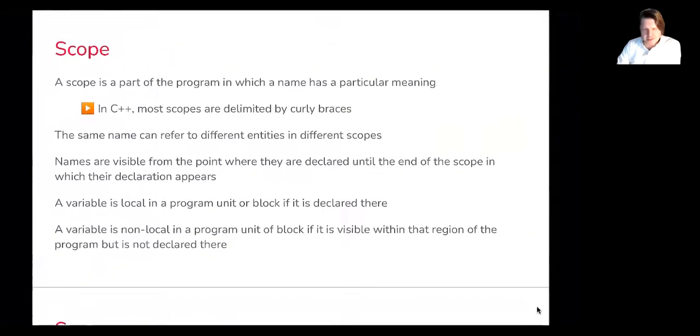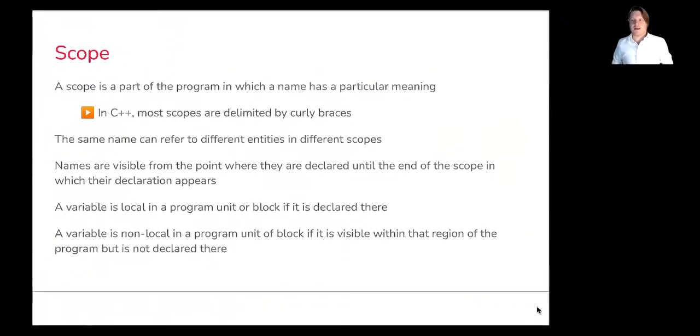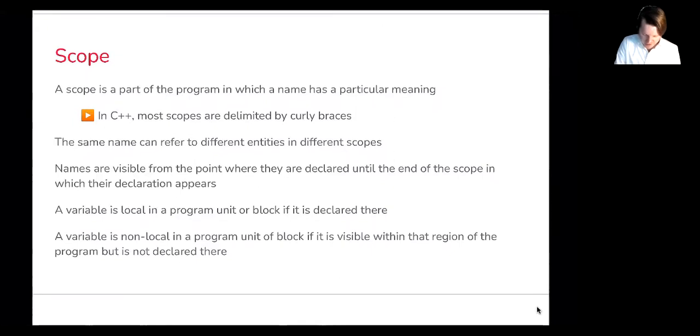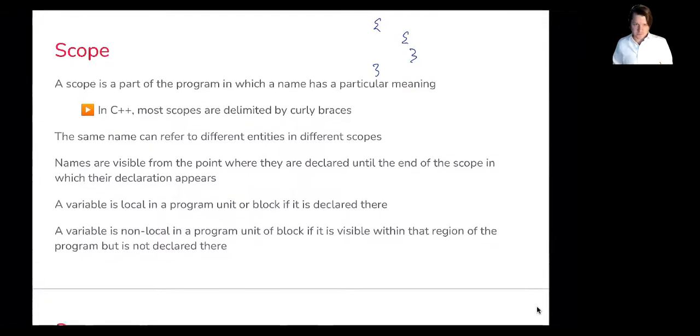Now moving on to scope. A scope is going to have to do with where a name actually has meaning. In C++, most scopes are going to be delimited by curly braces. So you could think that's a scope. Here's a scope within a scope, etc.